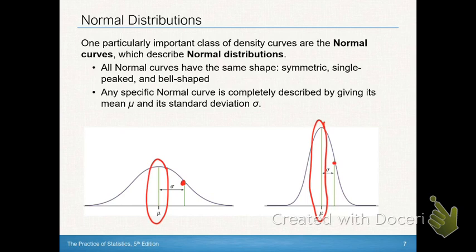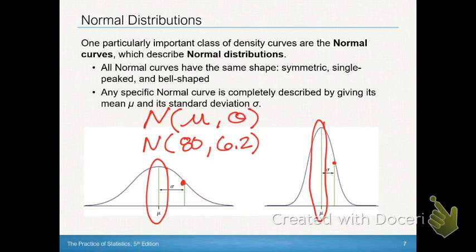The notation that we'll use to write this is you'll write an N, and then a parenthesis, and then the mean, and then the standard deviation. So for example, if I wanted to talk about a normal curve that had a mean of 80 and a standard deviation of 6.2, I would use this notation.